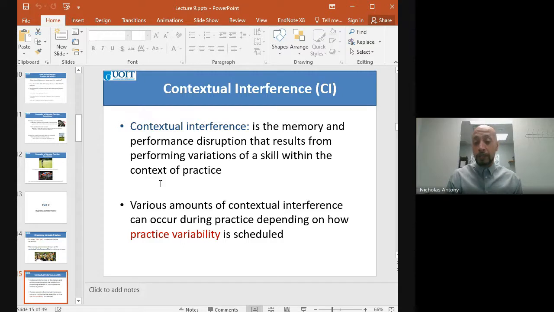So for learning, you want to have high contextual interference. You want to keep things fresh because you're not allowing the learner to decrease cognitive effort. By varying stuff, you're having them always problem solving. Does that make sense, everyone?